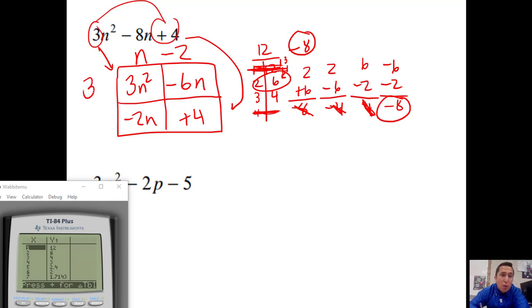They both have 3's, so 3 comes out, and they both have n's in them, so an n comes out. Bottom row, 2 and a 4. Hey, that's an easy one. They both have 2's in them.